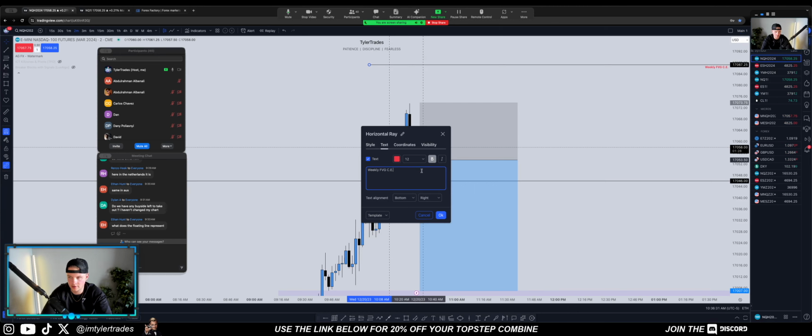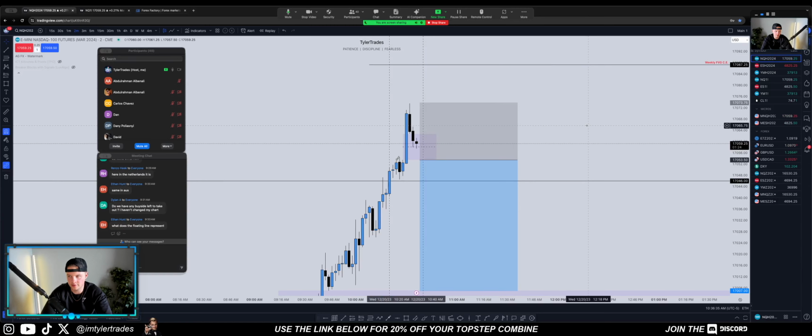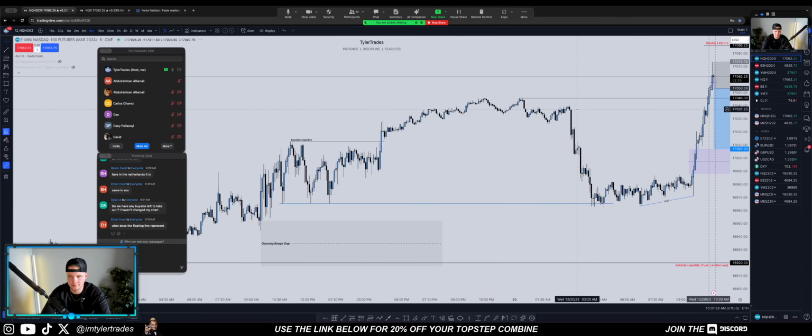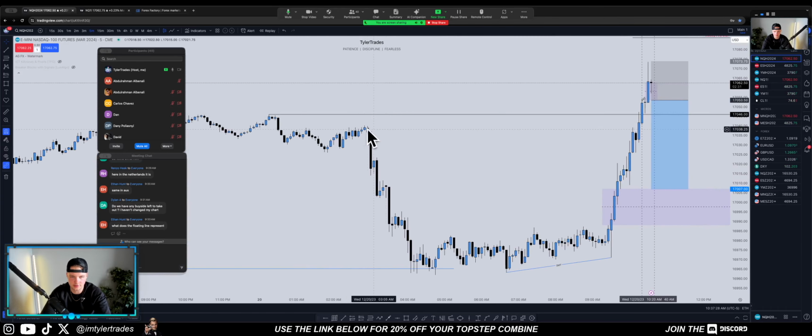The 50% mark of the weekly fair value gap that we're in. But yeah, if we were going to get long today, I wanted it to be before all this buy side was taken.